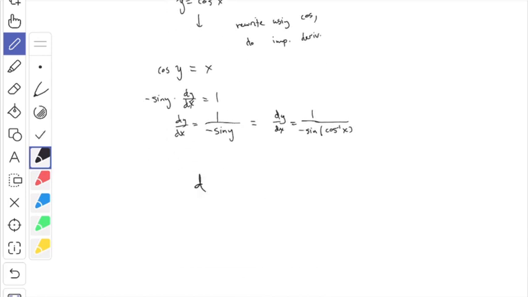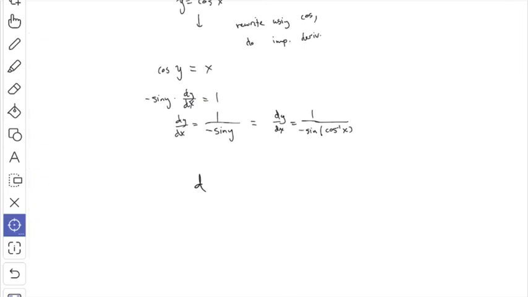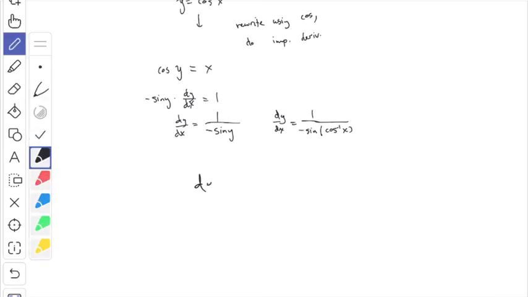My final answer. Oh, sorry. I did something that I always hate when people do. I shouldn't put an equal sign right there. These are two separate equations. Okay, anyway, the formula is: the derivative of inverse cosine x is 1 over minus square root of 1 minus x squared. This is the formula, the derivative of the inverse cosine.